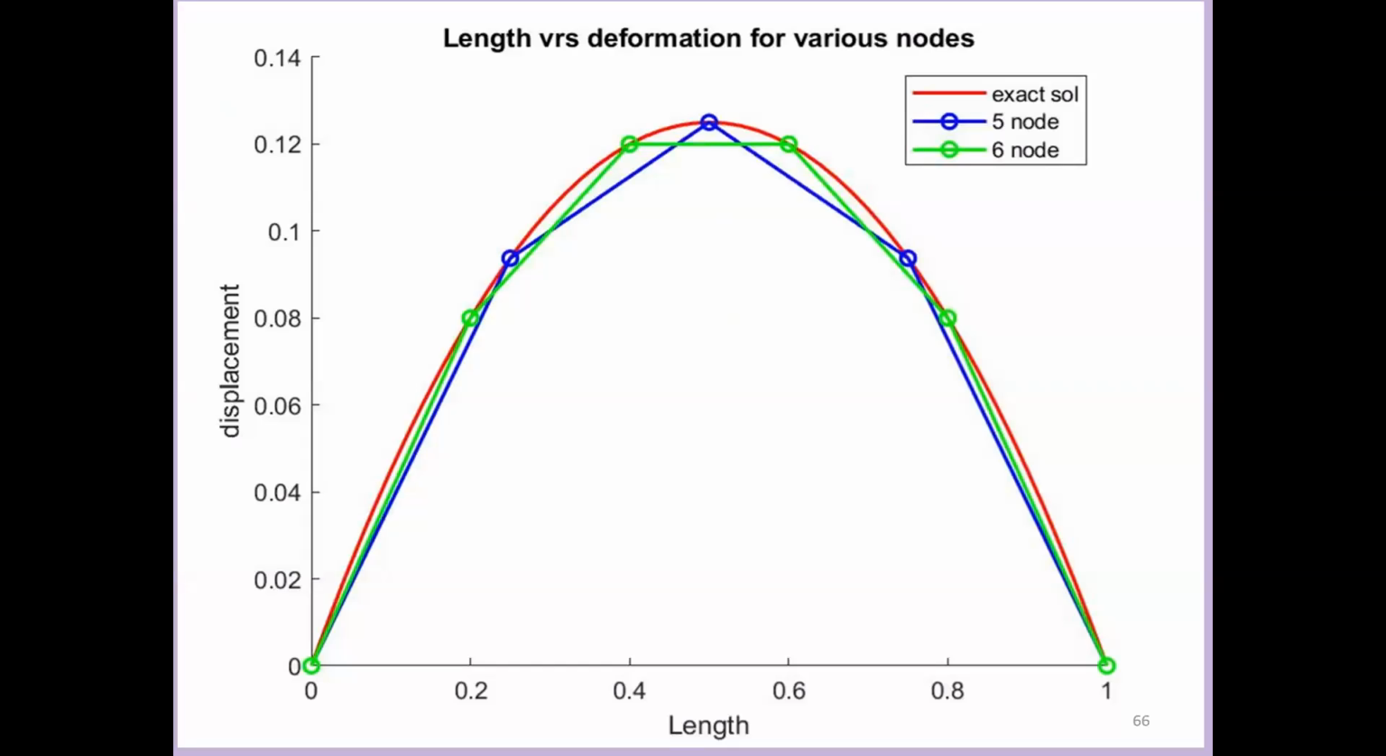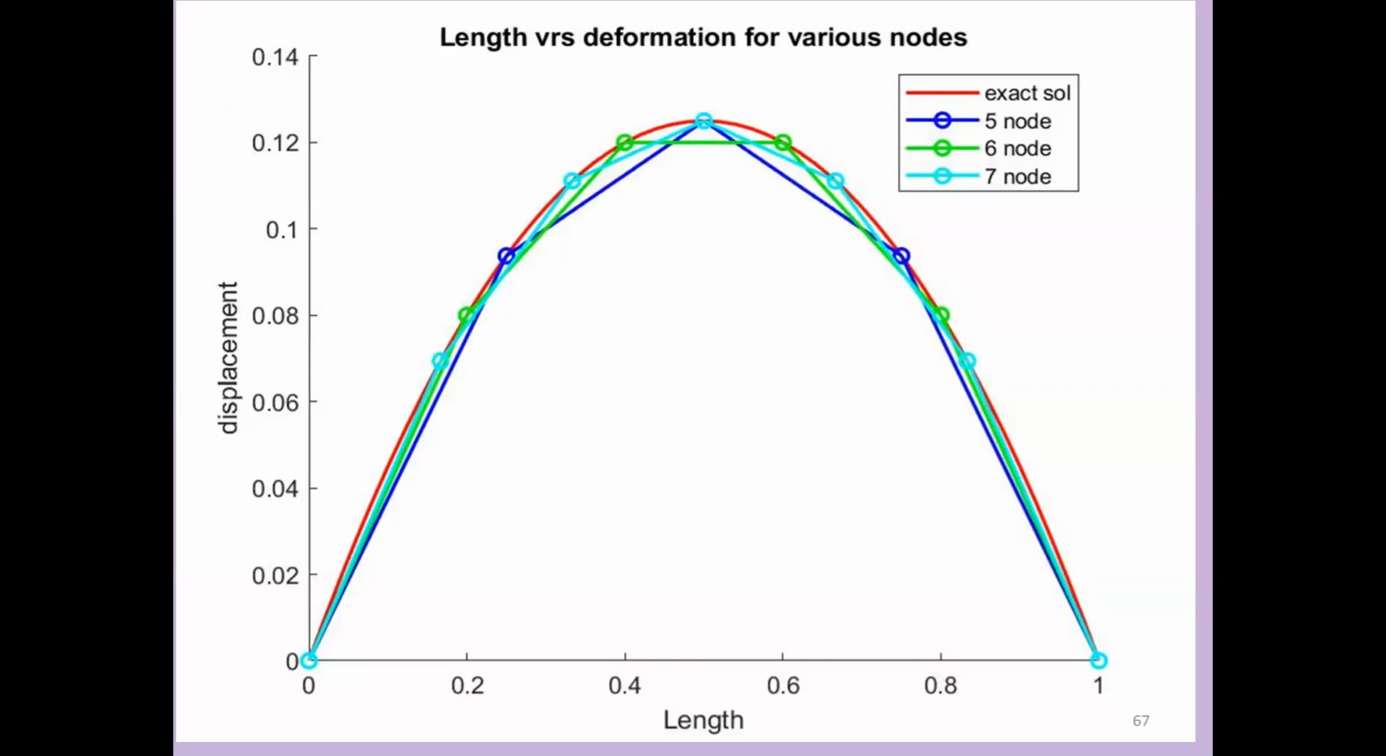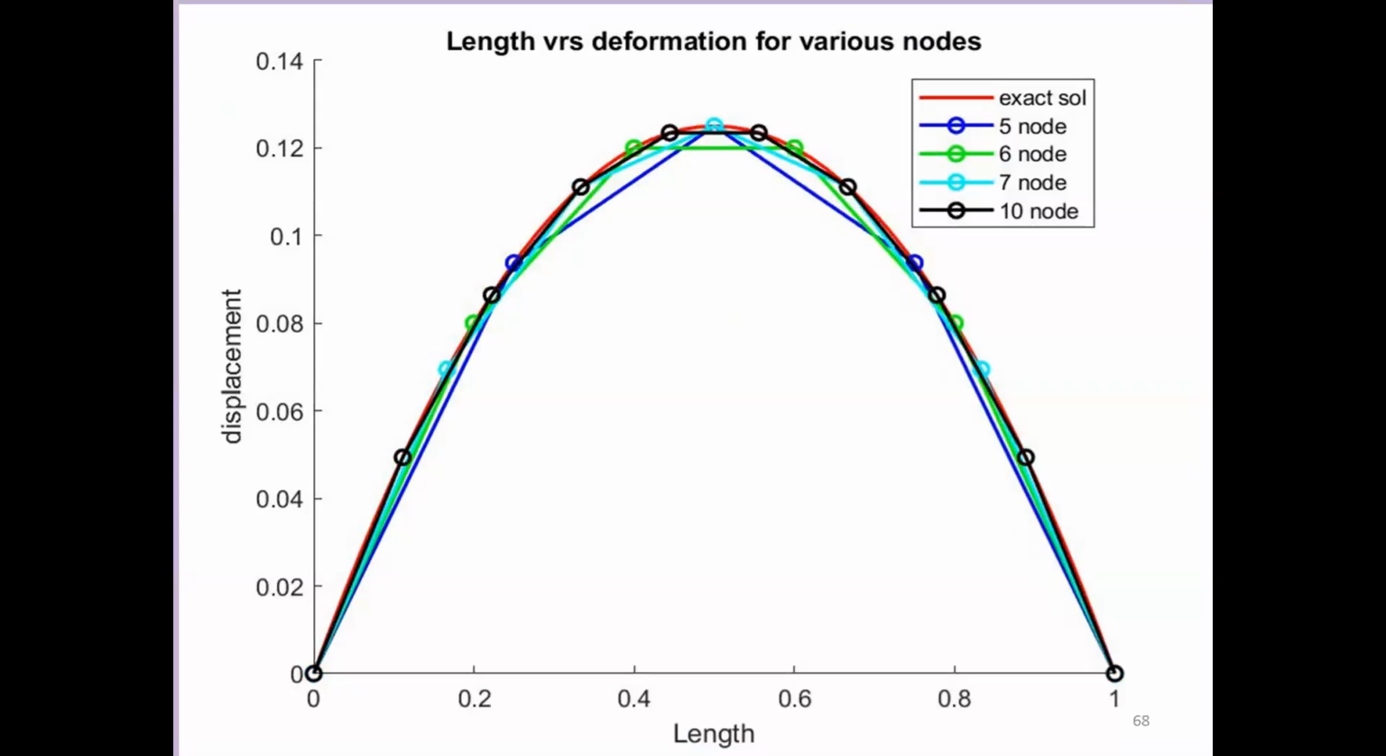This is the solution for 6 nodes. For 7 nodes. And for 10 nodes. So it can be seen that when you are working with 10 nodes, the exact analysis and the FDM solution happen to be almost identical. You can very well go on increasing the number of nodes to have a better approximation.